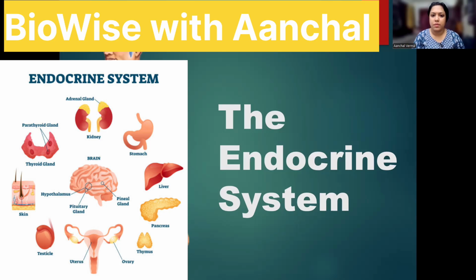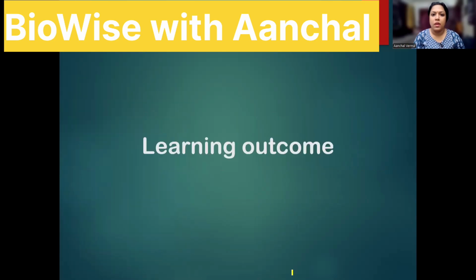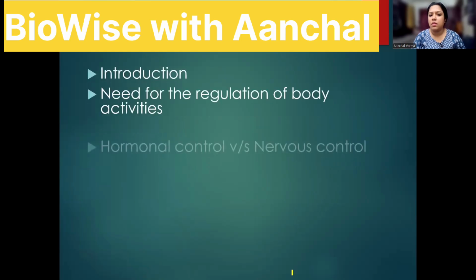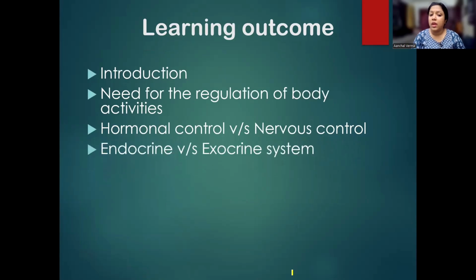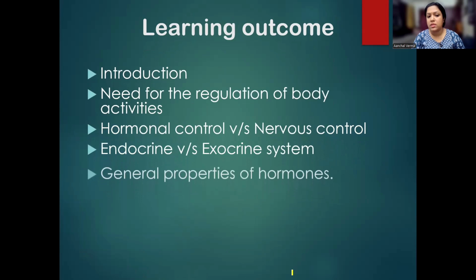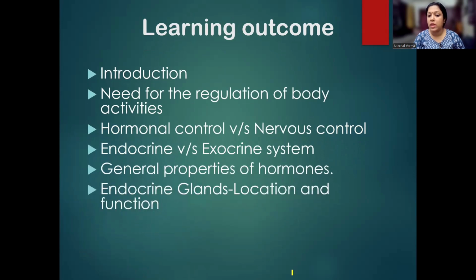Now, in this chapter, what are we going to study? You know that we need to understand about the regulation of the body activities, what is hormonal control, nervous control, endocrine versus exocrine system, general properties of hormones, endocrine glands, location and function. Very, very, very important. Diseases related to the hormones.